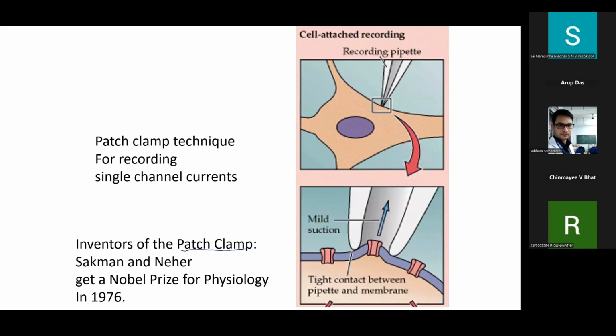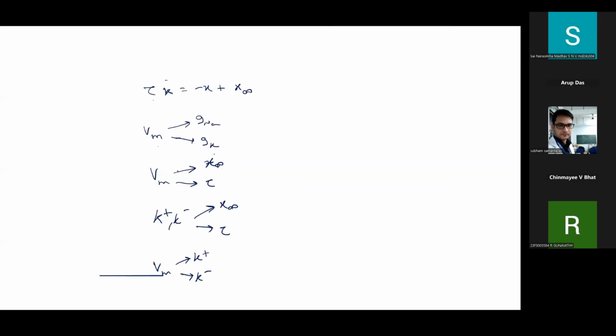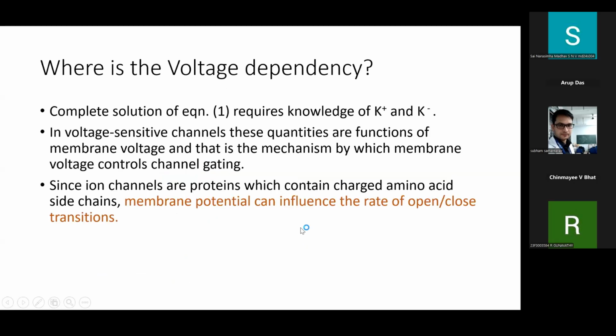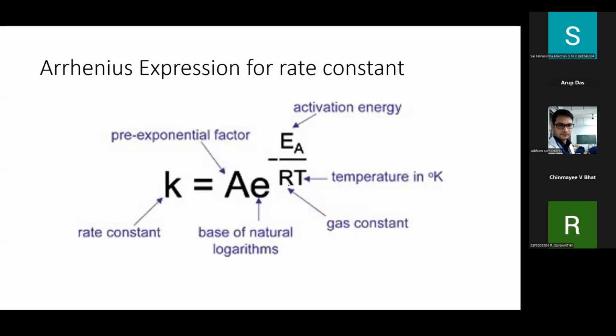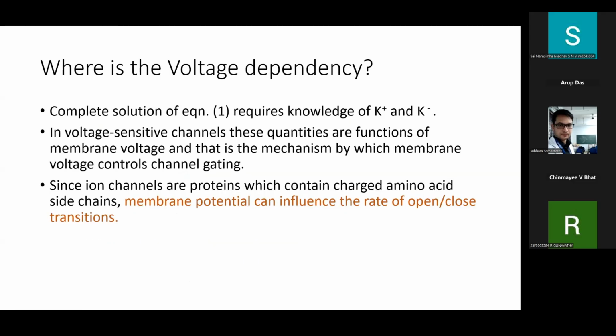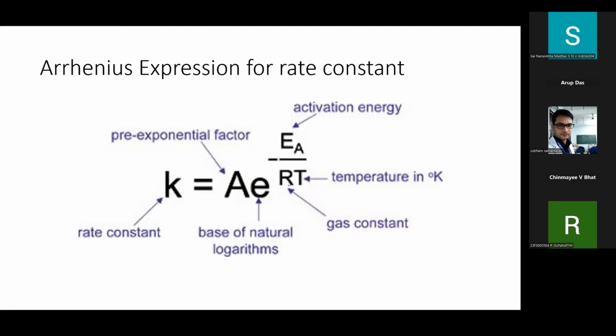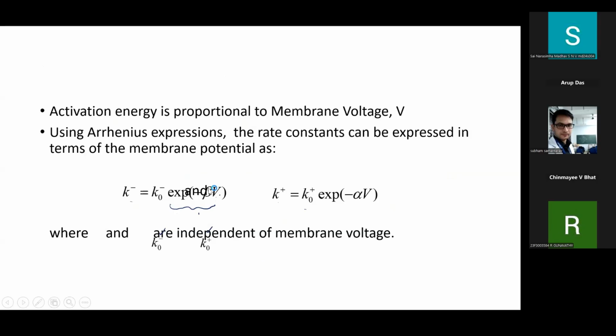Since conductance is supposed to vary as a function of voltage Vm itself, and since conductance depends on this k plus and k minus, we should figure out how k plus and k minus can in turn be a function of voltage. And that comes from what is called Arrhenius' expression for rate constant. The rate constant itself is a function of this activation energy, which can be linked to the membrane voltage Vm. So that is done here.